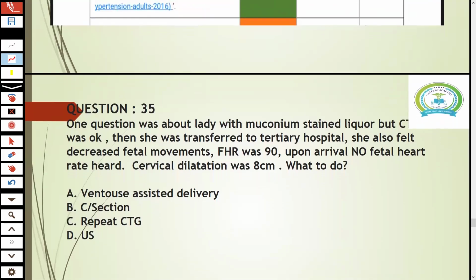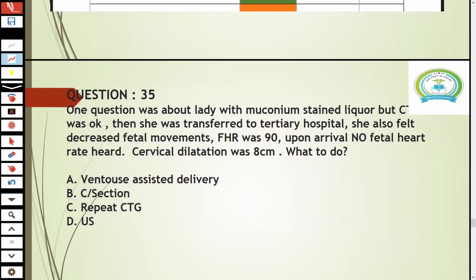So we have the next question. The question was about a lady who had meconium-stained liquor, but the CTG was okay. Then she was transferred to the tertiary hospital. She also felt decreased fetal movement. Initially, the fetal heart rate was 90. Upon arrival, no fetal heart sound or heart rate was heard.